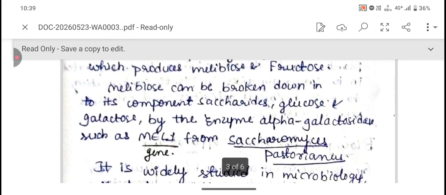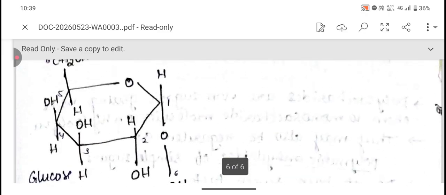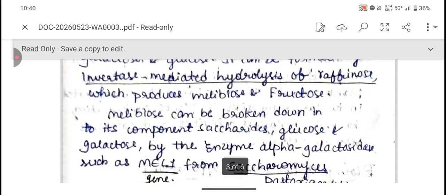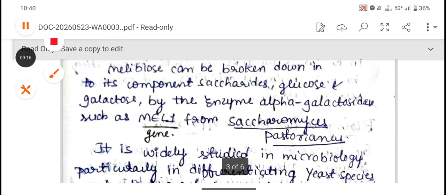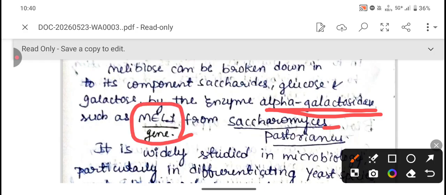So here, as I have mentioned, Melibiose is broken down into its component saccharides, glucose and galactose, by the enzyme alpha galactosidase. So this breakdown of Melibiose into glucose and galactose is possible by the action of the enzyme known as alpha galactosidase. This alpha galactosidase enzyme is coded by the gene MEL1, which is present in Saccharomyces pastorianus species.